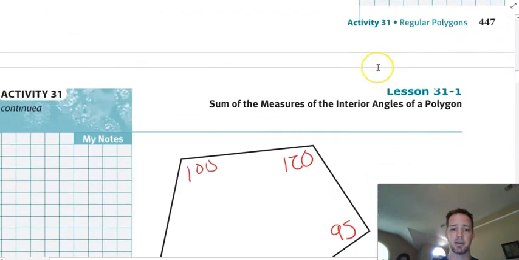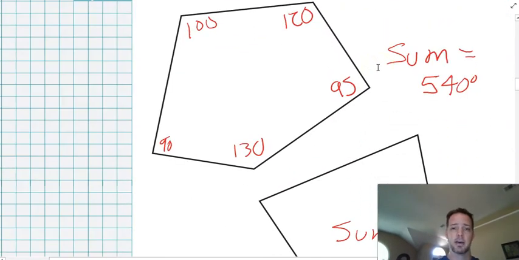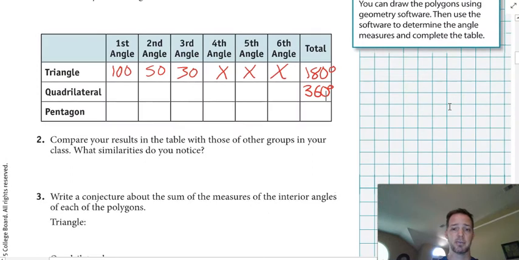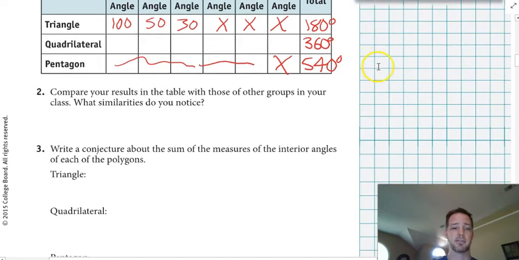I do have a pentagon here that we looked at. I went ahead and actually measured these and rounded to the nearest multiple of 5, just because it wasn't that accurate anyway. And I got 540 degrees for this one. I'm not going to fill in all of those, but there's only 5 of them. And we did get 540 degrees if we measure each of the angles and add them up to get the total. It says compare your results with other groups.